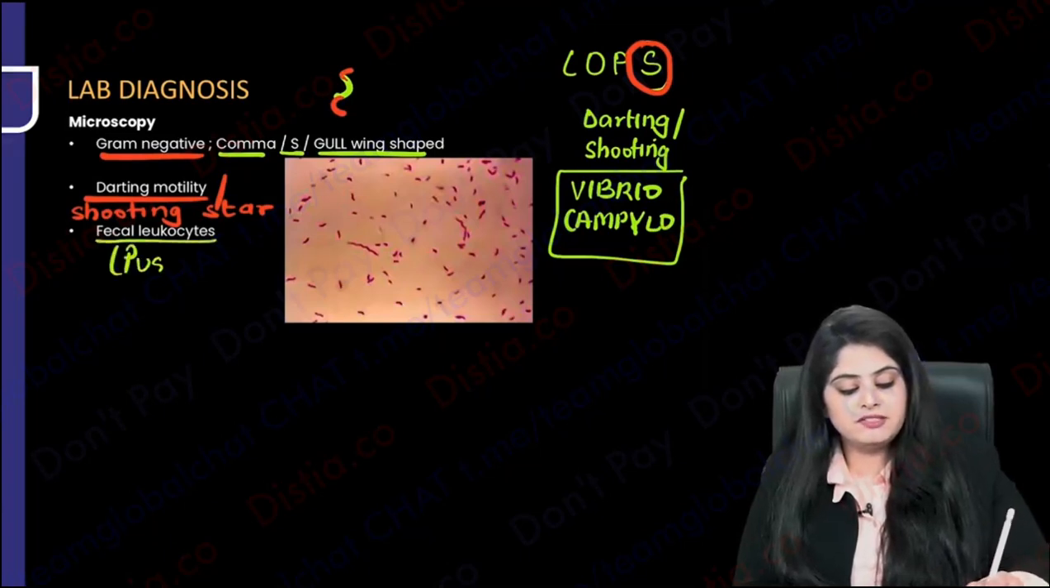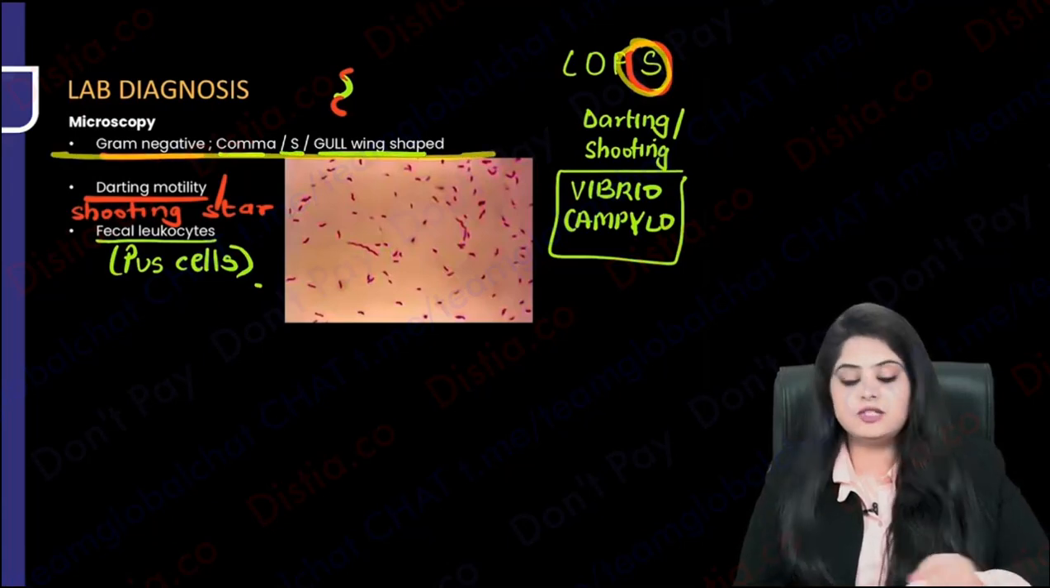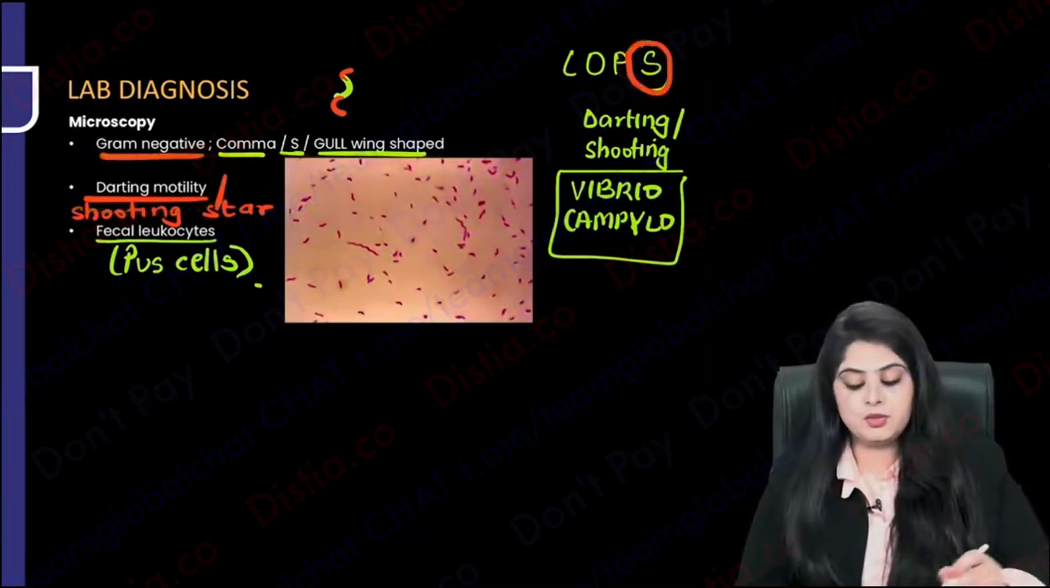Other than that, what will the stool sample show you? It will show you some pus cells, that is fecal leukocytes. So see, spirals I got to know the spiral shape, and stars I got to know the darting motility.